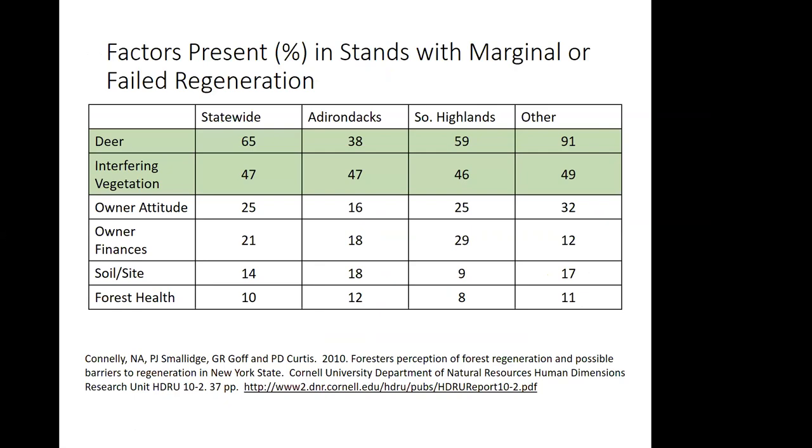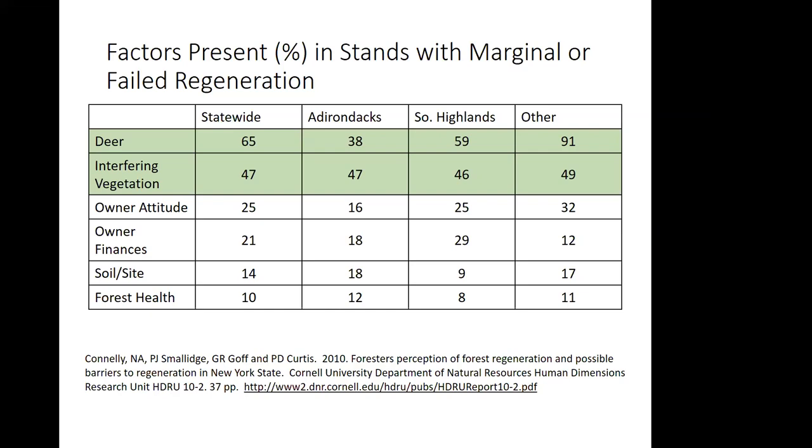In our study, we went on and asked those foresters as part of the survey, what are the factors that limit the success of regeneration? And across the board, almost across the board, the majority of problems were associated with deer. So statewide, on average, 65% of the foresters said deer were the primary limiting factor.